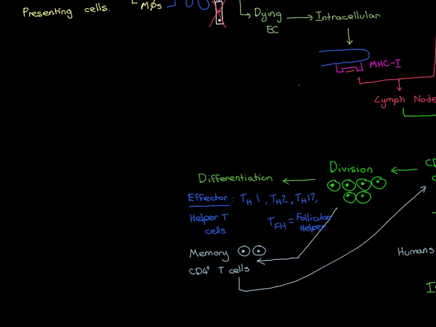And of course, some of them will become memory CD4 positive T cells. But we're talking now of the subset that are becoming the effector helper T cells. Most of that subset is going to become the follicular helper T cells.